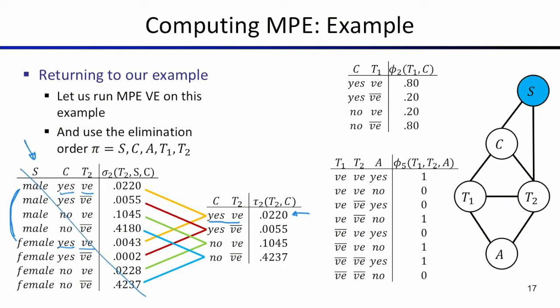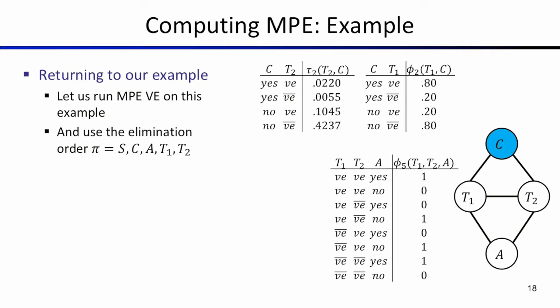So we discard these. We also discard the sigma 1. We also discard the phi 1 and 3 that we multiplied together, and phi 4 too. And we're going to just keep 3 factors: this tau 2, this phi 2, and this phi 5. We're going to continue eliminating the other variables.